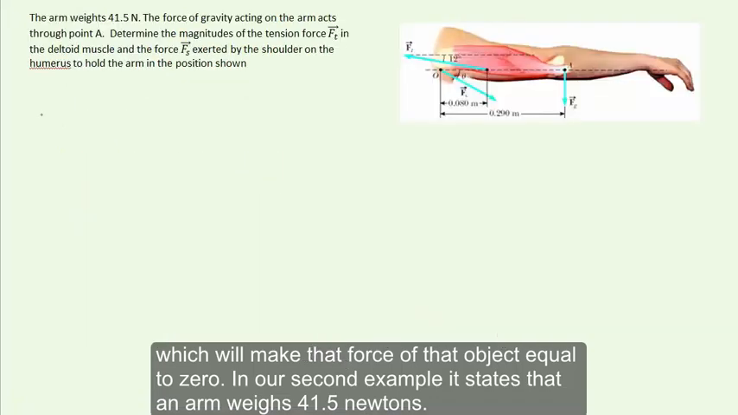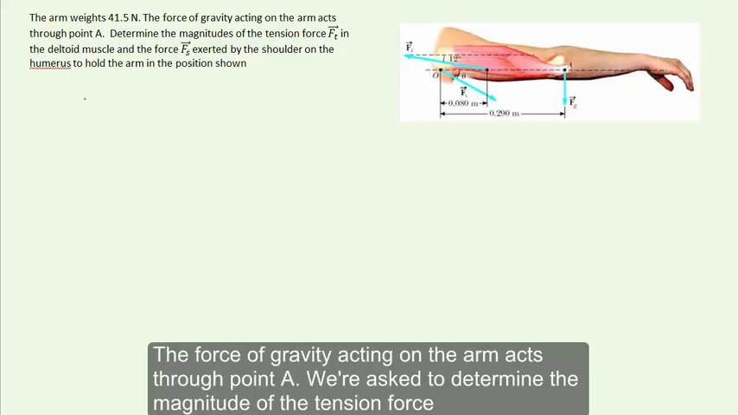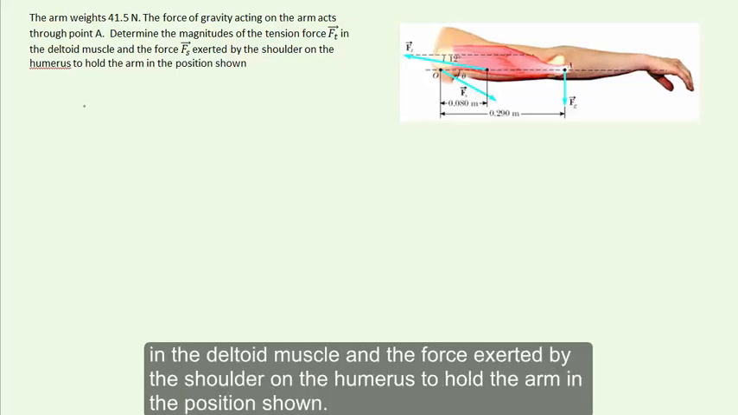On our second example, it states that an arm weighs 41.5 newtons. The force of gravity acting on the arm acts through point A. We're asked to determine the magnitude of the tension force in the deltoid muscle and the force exerted by the shoulder on the humerus to hold the arm in the position shown.